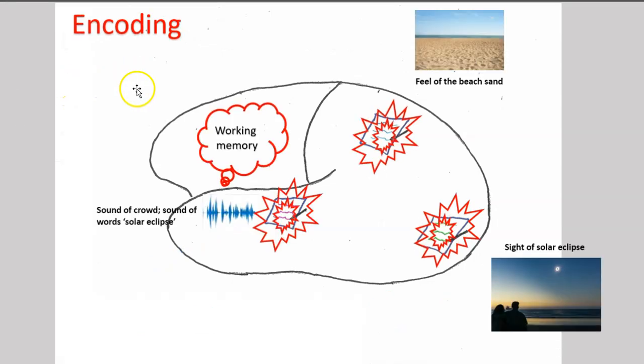Okay, let's begin then. The first stage in creating a memory is the encoding stage. And here we have regions of cortex that are actively responding to the specific characteristics of the event. So the visual cortex is processing what the eclipse looks like. The touch cortex is processing what the sand feels like and the wind on the skin. And the auditory cortex is processing the sound of the crowd and the sound of people saying things during the event. So the cortex is responding with a certain pattern of neural activity that is specific to the event.